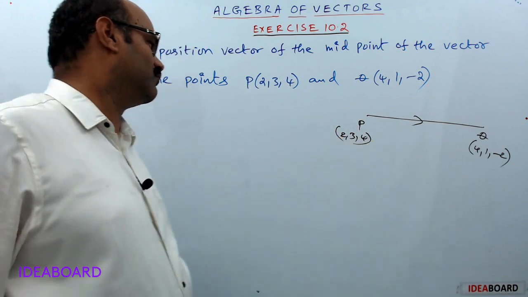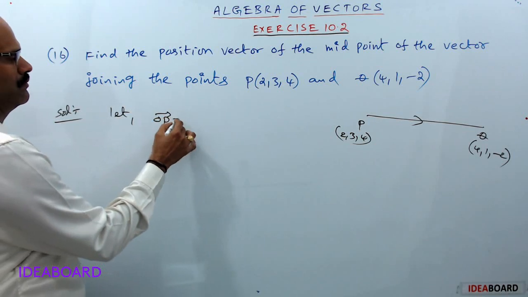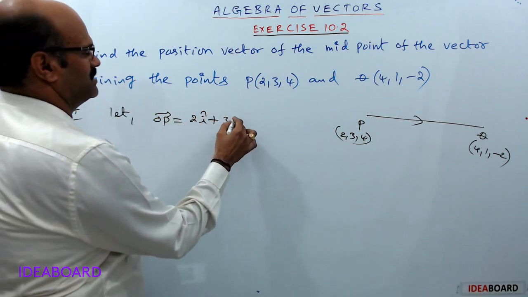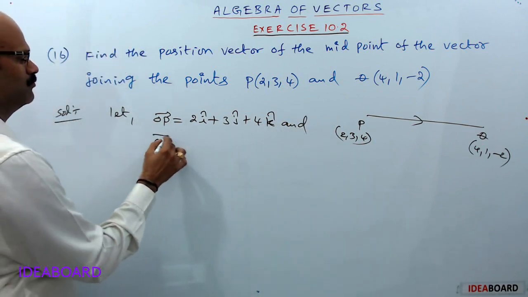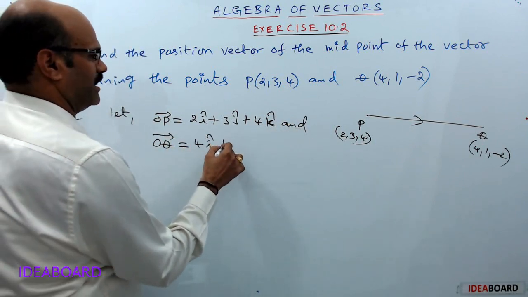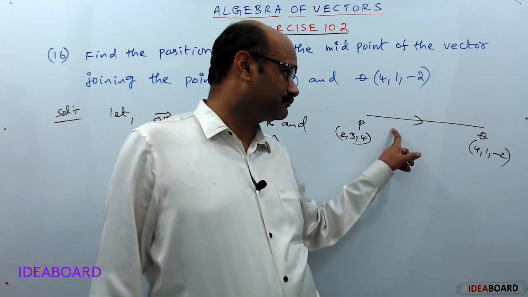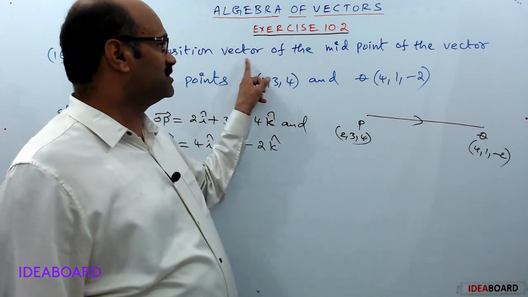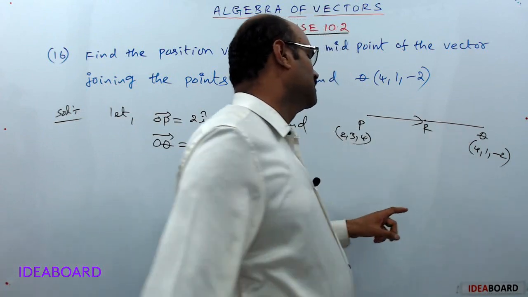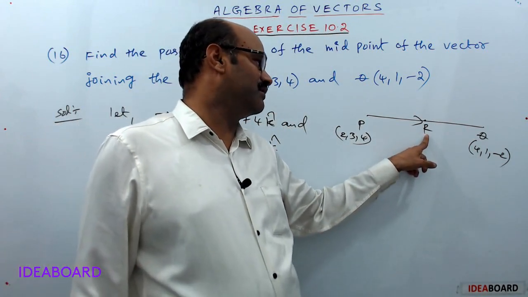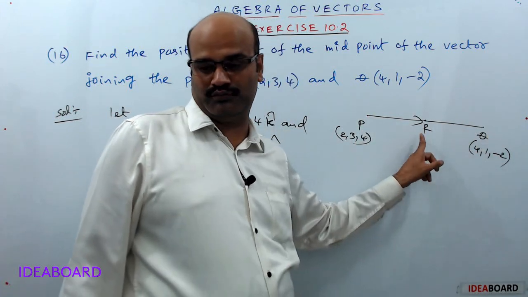Now let the OP vector equal 2i cap plus 3j cap plus 4k cap, and the OQ vector equal 4i cap plus j cap minus 2k cap. Now we have to find the position vector of the midpoint. Take the midpoint as R. The position vector of the midpoint R is always equal to (OP vector plus OQ vector) by 2.